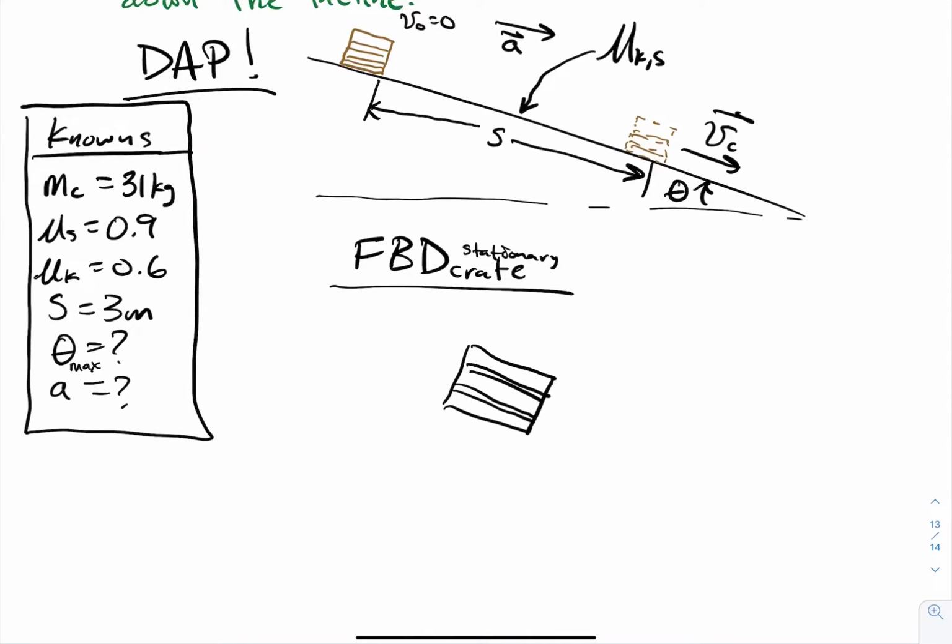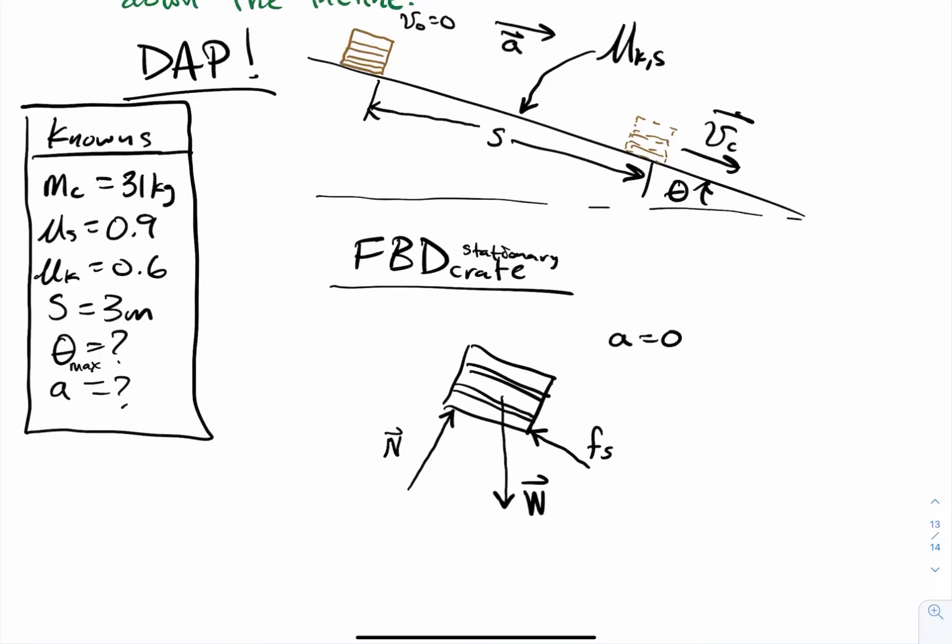I drew the crate on the angle that the incline is at, just to match the picture. Now I'm going to draw in some forces. We know the crate has a weight force acting on it. We know the crate has a normal force, and it's normal to the surface, so it's on an angle as well. We know that the crate will have a friction force opposing the potential for motion, so it will be holding the crate in place. We also know for this stationary crate, a is 0.